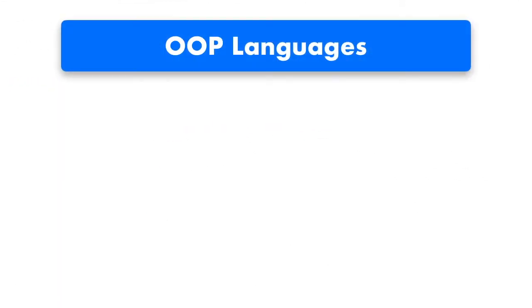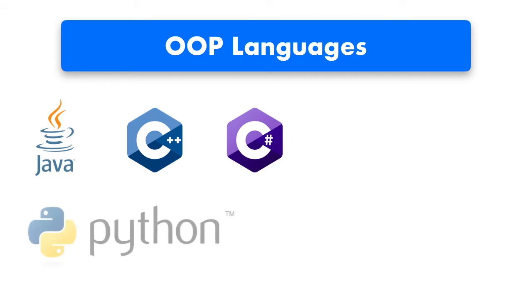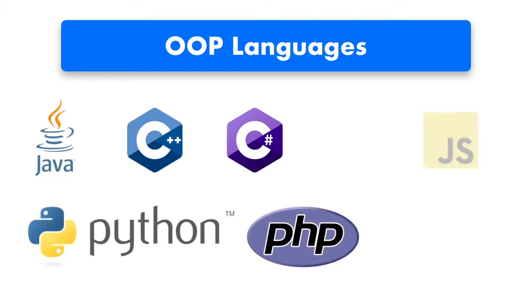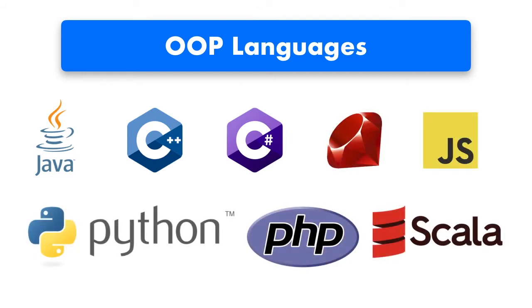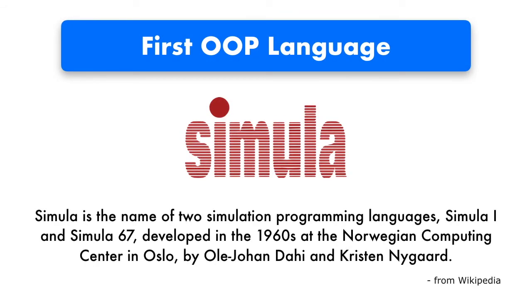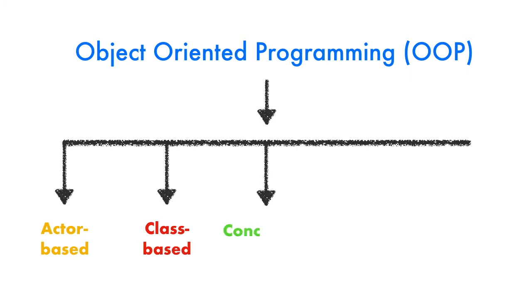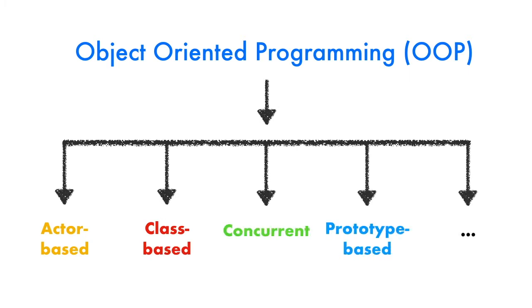Object-oriented programming languages are diverse. Some examples are Java, C++, C Sharp, Python, PHP, JavaScript, Ruby, Scala, etc. Whereas Simula is generally accepted as the first language with the primary features of object-oriented programming. Different types of object-oriented programming include actor-based, class-based, concurrent, prototype-based, etc. But the most popular ones are class-based.